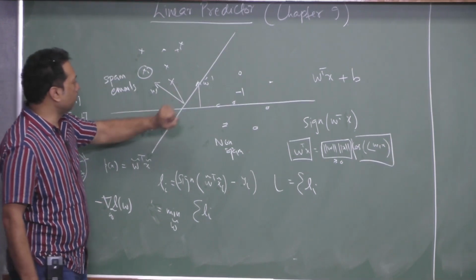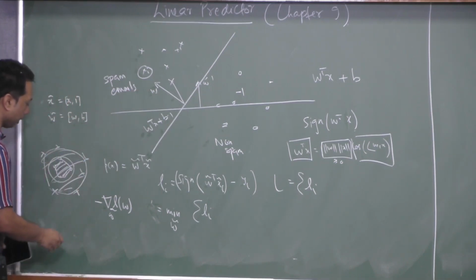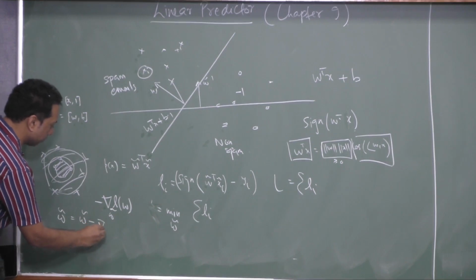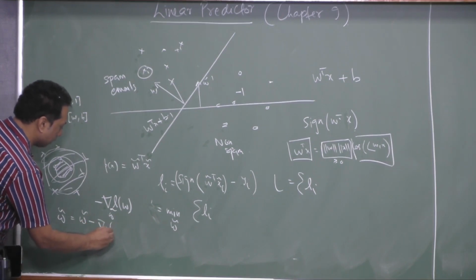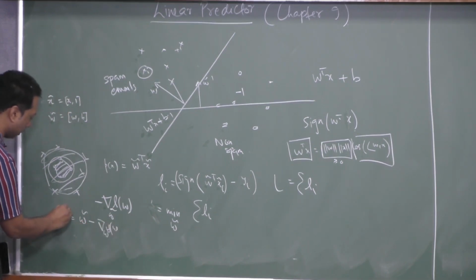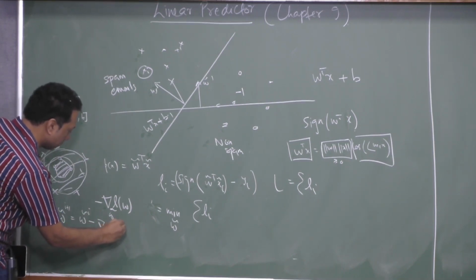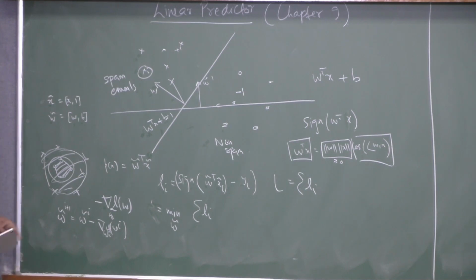It will go in the negative gradient direction, and with that a new W tilde will be created, which will be the old W tilde minus the gradient of L with respect to W tilde. If I have to be precise, it's the i plus 1 step from the ith step. This is how gradient descent helps you.